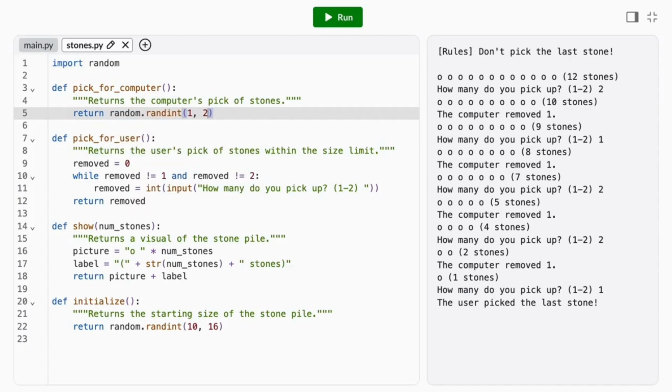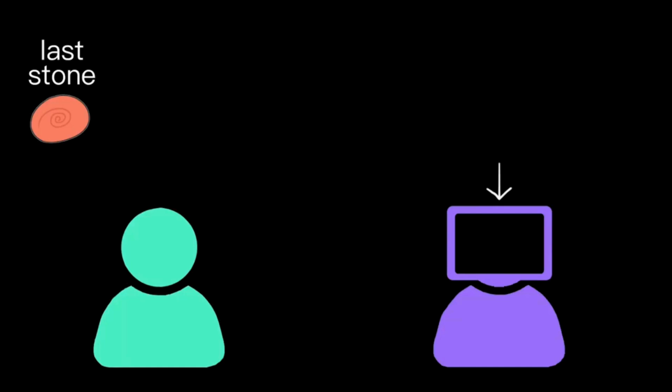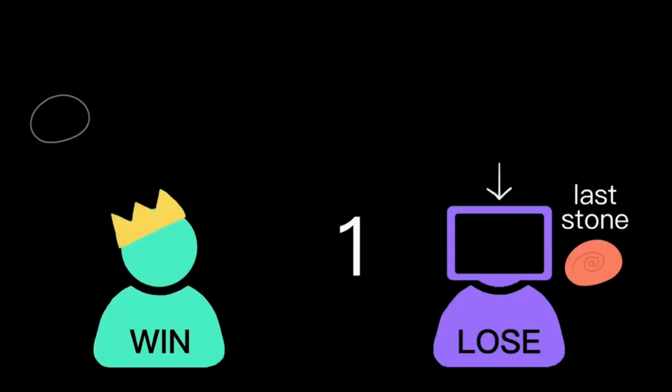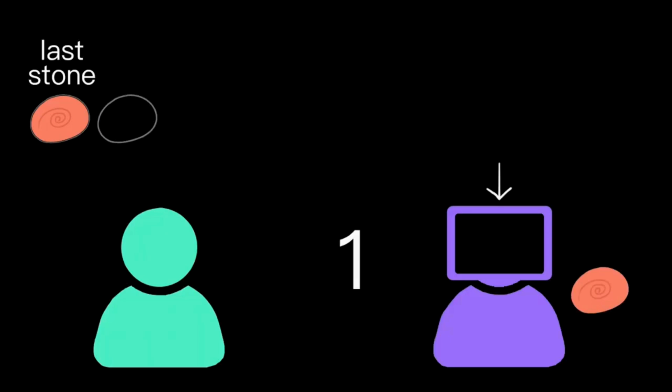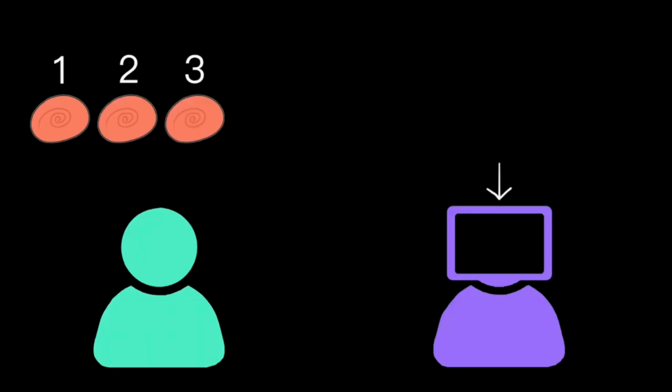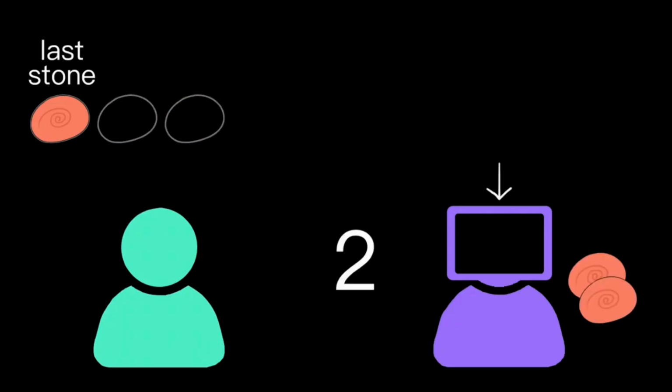But we want to make it a bit smarter than that, so it should take the number of remaining stones into account. If there's 1 stone remaining, then the computer has no choice but to pick 1. If there are 2 stones remaining, its best option is to pick 1 stone, so it leaves the opponent with the last stone. Similarly, if there are 3 stones, it should pick 2. But what if there are 4 stones?